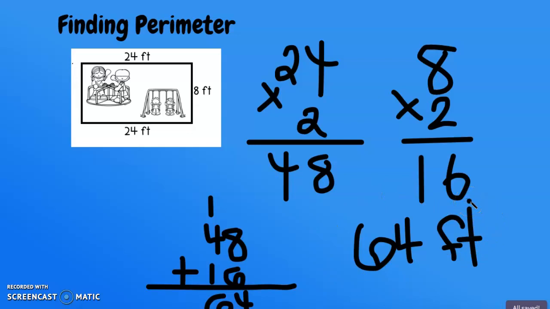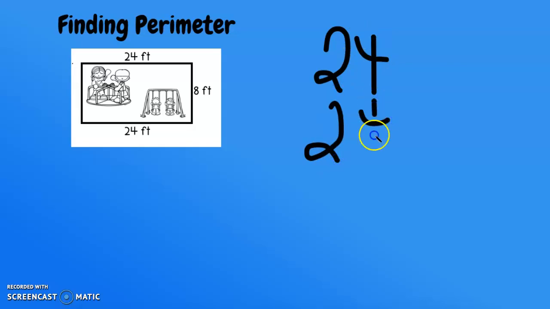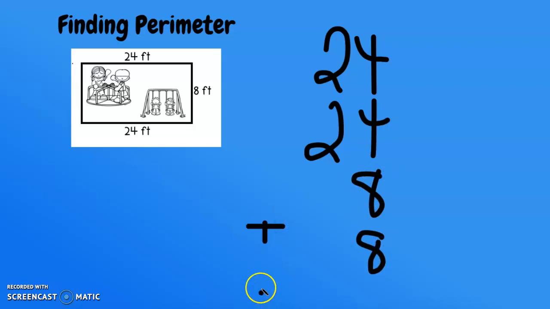Now I can also do it another way. The second way I can do this is adding up all my sides. I know that I have 24, 24, 8, and 8. So I'm just going to list them. 24, 24, 8, and 8. And I'm ready to add these all up.